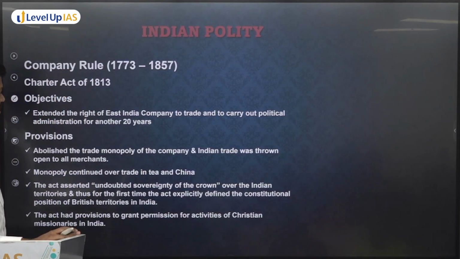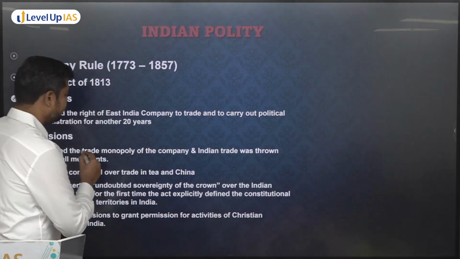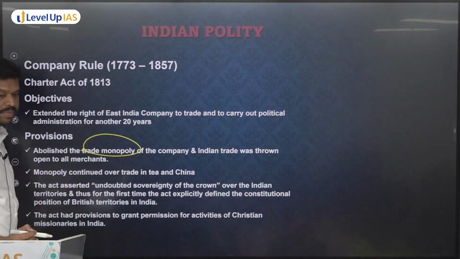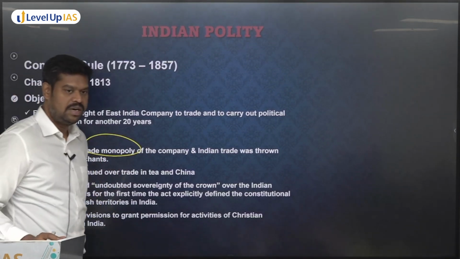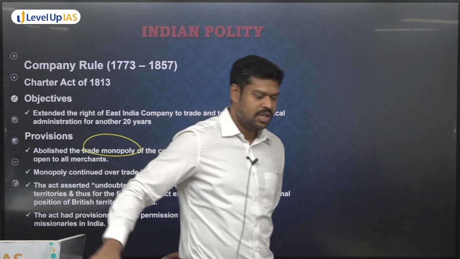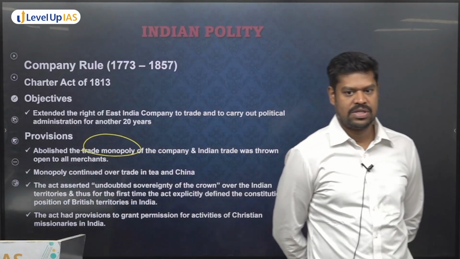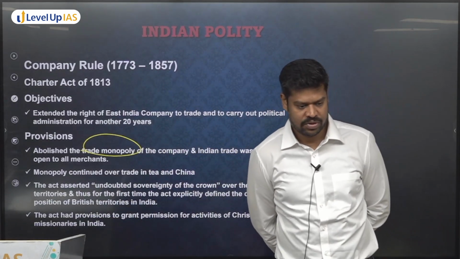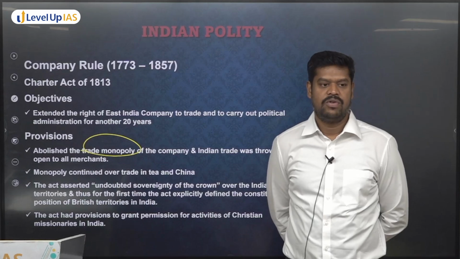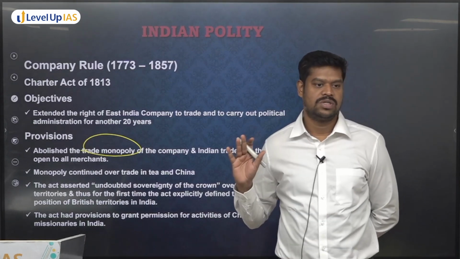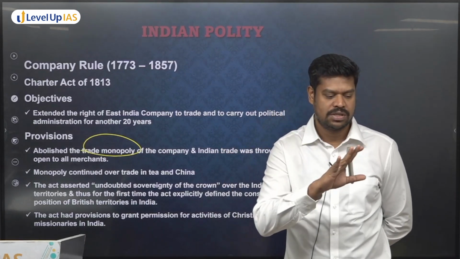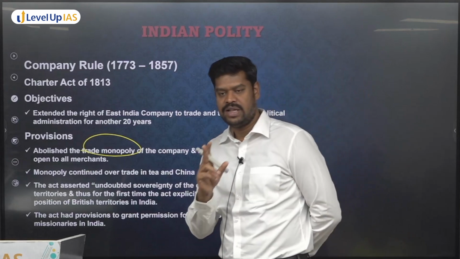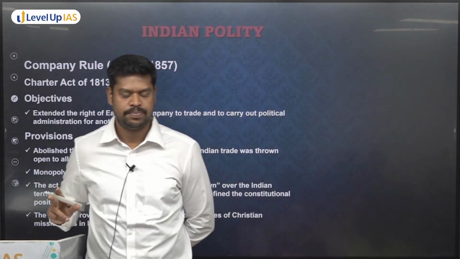The minor change is they abolished the trade monopoly, very, very important for the prelims examination. They abolished the trade monopoly. So till this point of time, the East India Company was having the monopoly trading rights with respect to India. However, that absolute monopoly was taken away. Except for 2 areas, all the monopoly has been taken away. But still they continue to have monopoly in 2 areas.